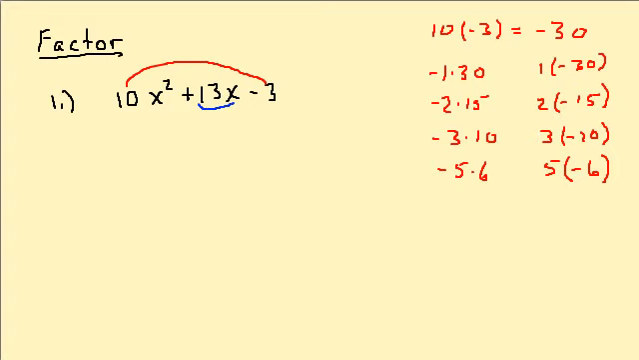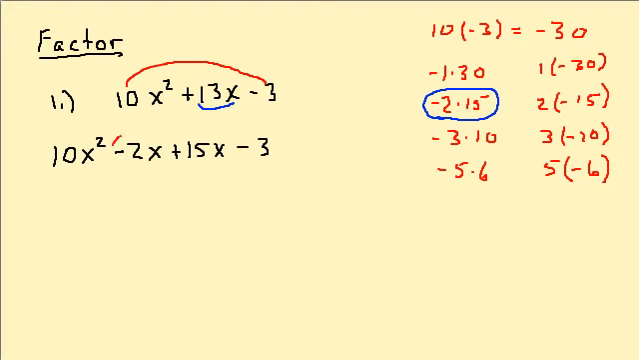Well, we can see that it is negative 2 and 15. So I'm going to rewrite 10x squared plus 13x minus 3. That's going to give me 10x squared, and now the plus 13x, I'm going to rewrite it as minus 2x plus 15x, and then minus 3. All I did is I rewrote 13x as minus 2x plus 15x.